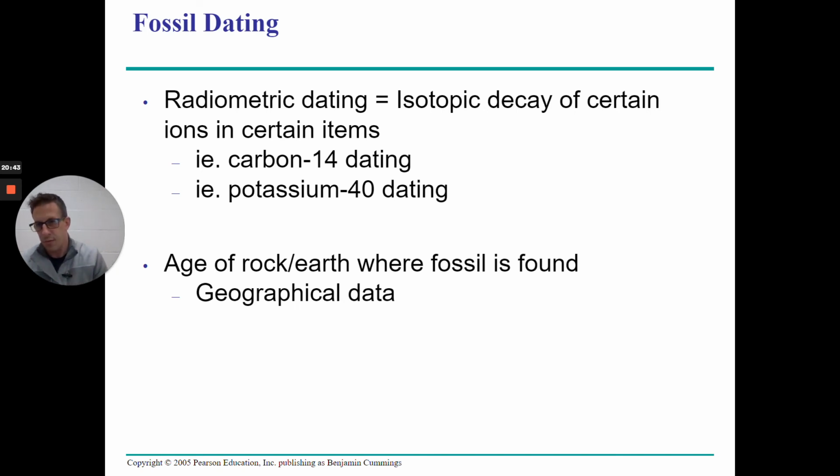Oh, you found a dinosaur bone, go carbon-14 date it. And that's because that's the one that's probably the most famous. It's the one that we can utilize very easily. But it's also one that you can't actually use for dinosaur bones. Dinosaur bones are just too old.